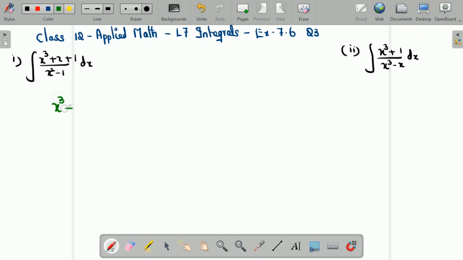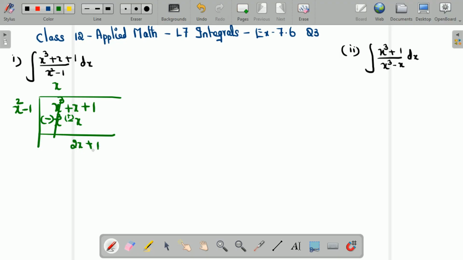So x cubed plus x plus 1 is going to be divided by x squared minus 1. Now let's divide x cubed by x squared, so you get x. So x into x squared is x cubed, minus 1 into x is minus x. If you subtract, x cubed will vanish, minus of minus is plus, so this will become 2x plus 1. Now you can't do further division, so this division can be written in the form q plus r by d, where q is the quotient, r is the remainder and d is the divisor.